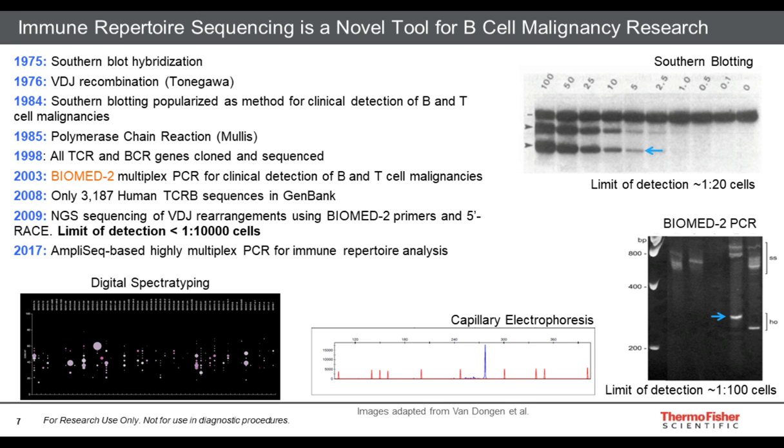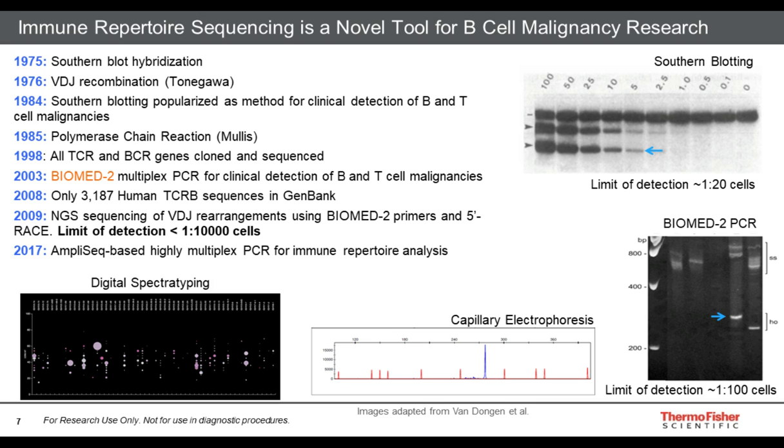And in this slide, I've highlighted some of the key developments in the analysis of IGH rearrangements. In the early days, the field utilized southern blot hybridization as a method for detection of B and T cell malignancies. That all changed with the advent of PCR. One observed singleplex PCR, where individual variable genes were amplified and then analyzed. But a big breakthrough came in 2003 with the development of the Biomed 2 multiplex PCR primer set. And this made the process of PCR-based analysis of the immune repertoire much easier.